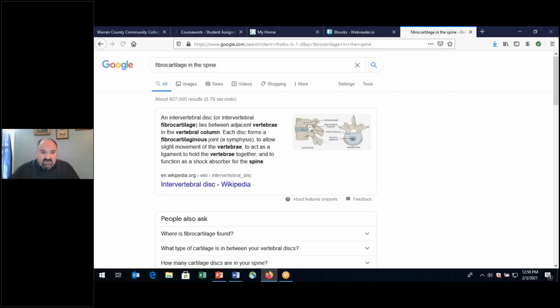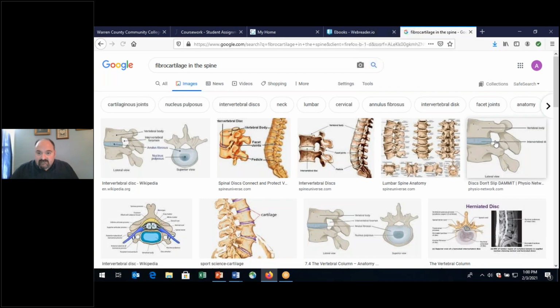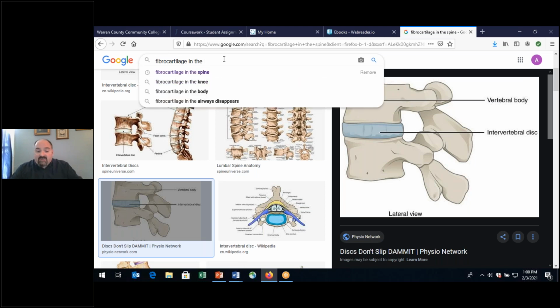So these intervertebral discs are comprised of fibrocartilage. Also, fibrocartilage is in other areas of the body. But think about it as far as the discs of the spine are concerned, because there's not a whole lot of movement that takes place between the disc material itself. It can have some movement, but not a whole lot, really.